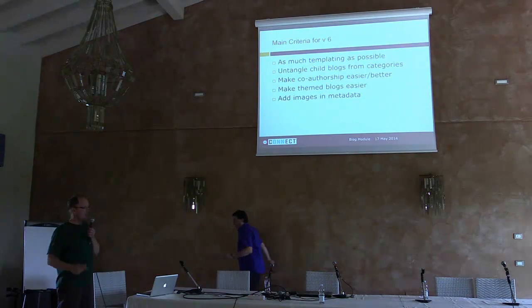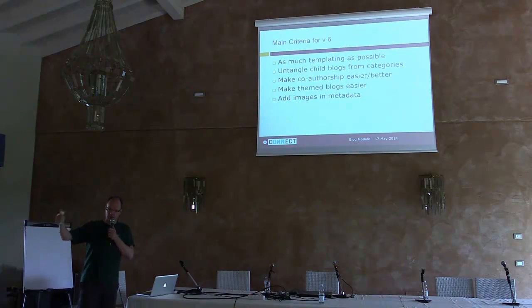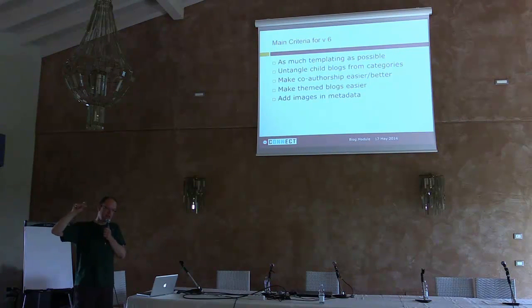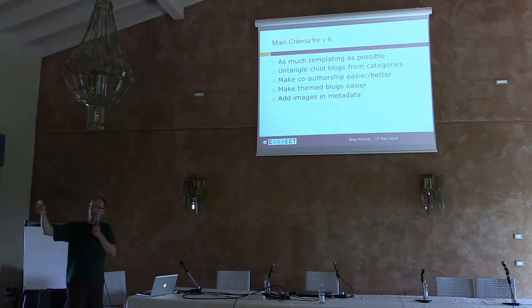Add images to the metadata, so add images to the blog. So the blog now has an image, and every post can have an image in the metadata. This is particularly useful also in RSS feeds, where you can actually pass that image along, and other RSS readers will display that image.